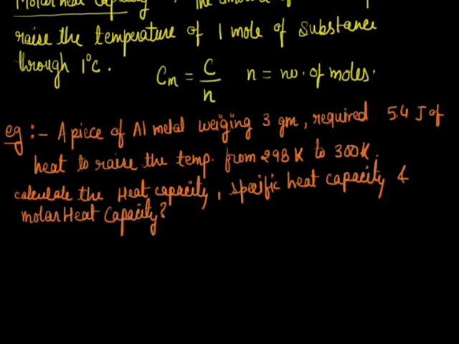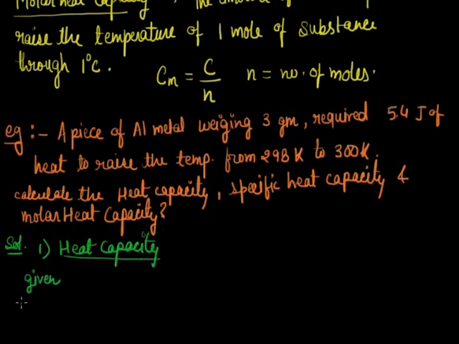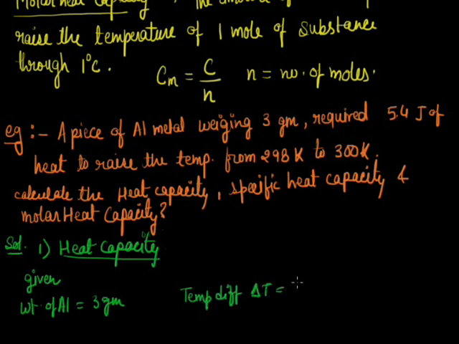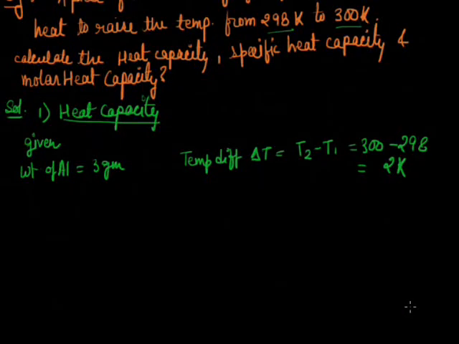Now, the solution for the question. First we calculate the heat capacity. Here, what is given? Weight of aluminium is equal to 3 grams. Temperature difference, delta T, is equal to T2 minus T1, so it is 300 Kelvin minus 298 Kelvin. So delta T is equal to 2 Kelvin. And the given heat Q is equal to 5.4 joule.